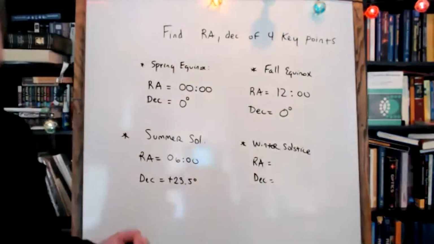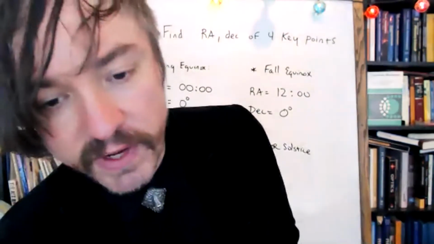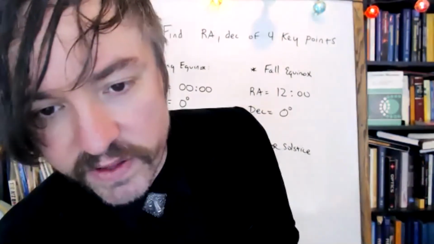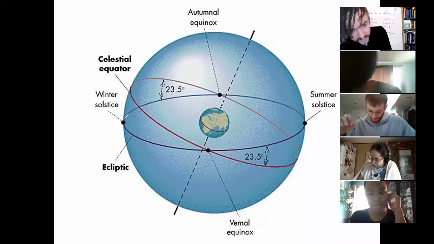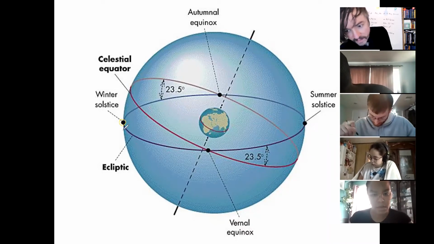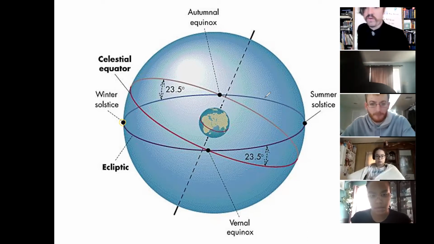Okay, Sabrina, let's see if we can do this. Sabrina, do you want to start with the declination or the right ascension? Maybe declination is a good way to start. What is the declination of this point, remembering that declination is degrees positive or negative from the celestial equator?